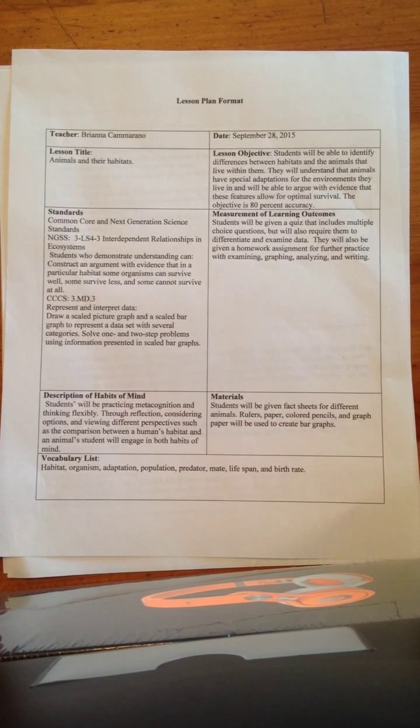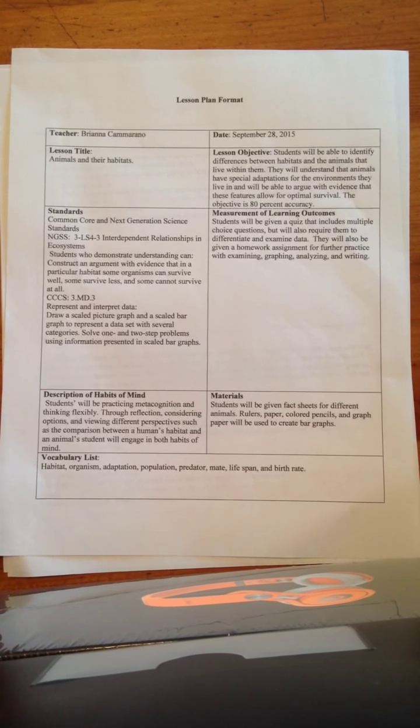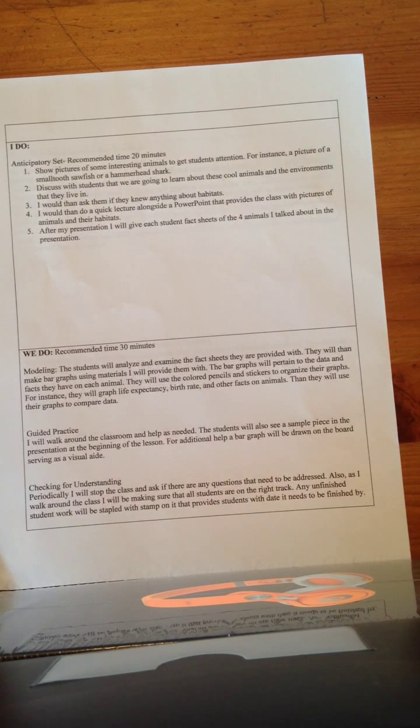The vocabulary list needed for this lesson is habitat, organism, adaptation, population, predator, mate, lifespan, and birth rate. The I do part of this has a recommended time of 20 minutes. I'll start by showing pictures of some interesting animals to get the students' attention. For instance, they'll see a picture of a small-toothed sawfish or a hammerhead shark.